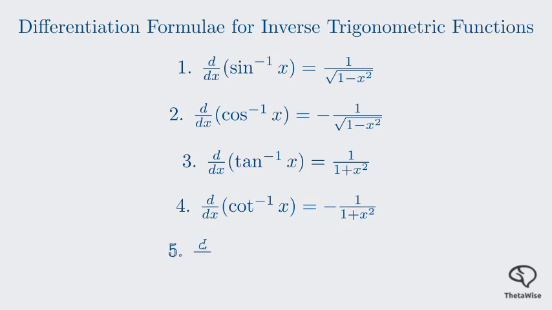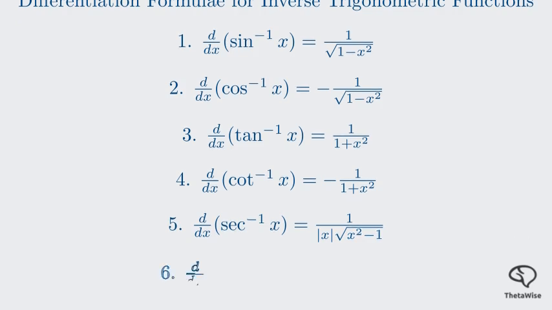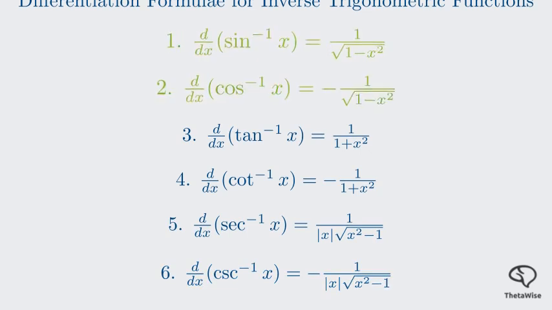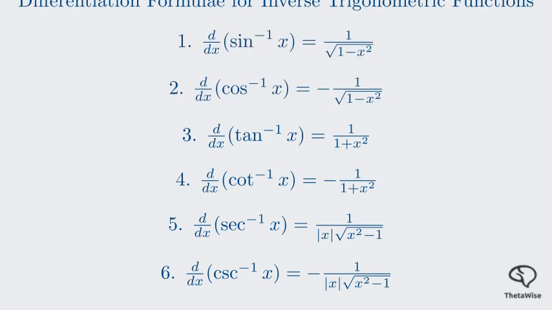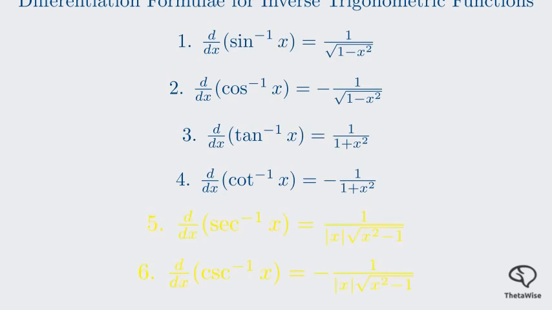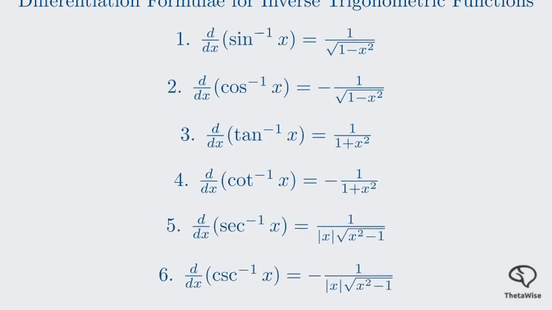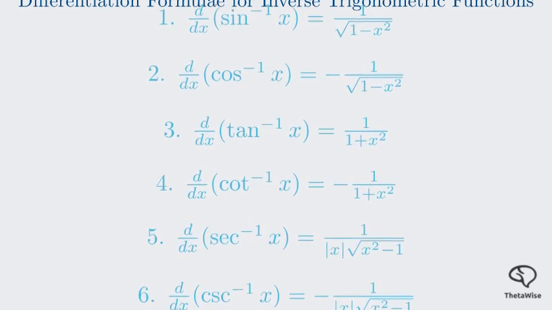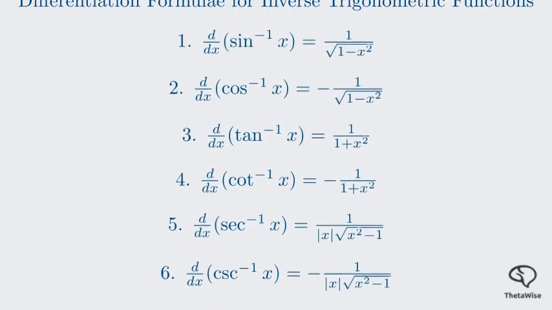The last two have a slightly more complex form. The derivative of sec inverse of x is 1 over the absolute value of x times the square root of x squared minus 1. And finally, the derivative of cosec inverse of x is the negative of the derivative of sec inverse. It's negative 1 over the absolute value of x times the square root of x squared minus 1. It's easy to see the pattern here. The derivatives of the co-functions, cos, cot, cosec, are the negative versions of their non-cofunction counterparts, sin, tan, sec. These 6 formulae are the tools we'll be using for the rest of the examples. Make sure you have them written down.